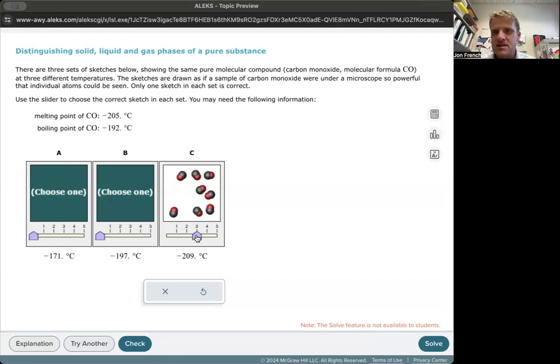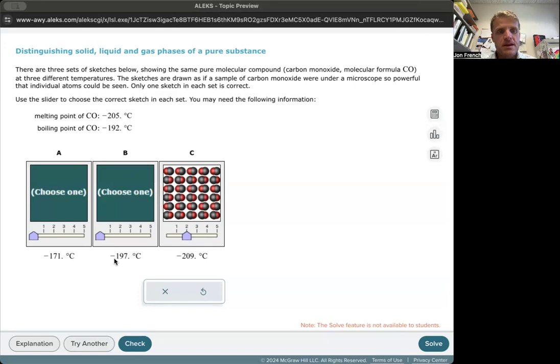We can look at the rest to see the difference. Here's a lower density. Lower density is typically a gas phase. This, there's not any order. They're all kind of mixed together. That's probably the liquid phase. And then again, this is not carbon monoxide. So this would be the best bet for solid carbon monoxide.